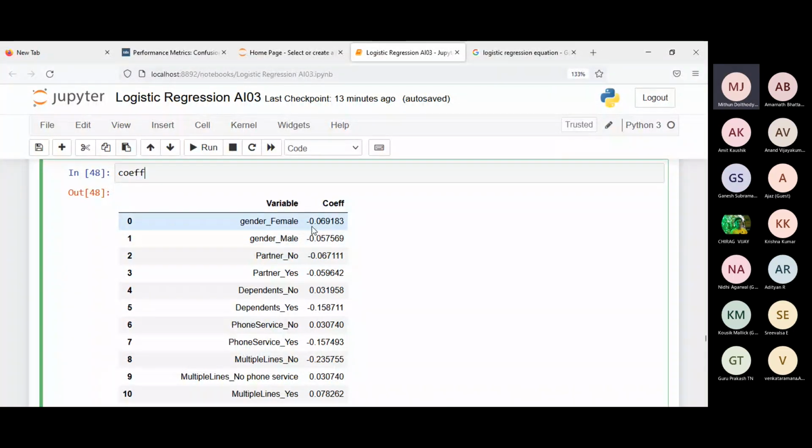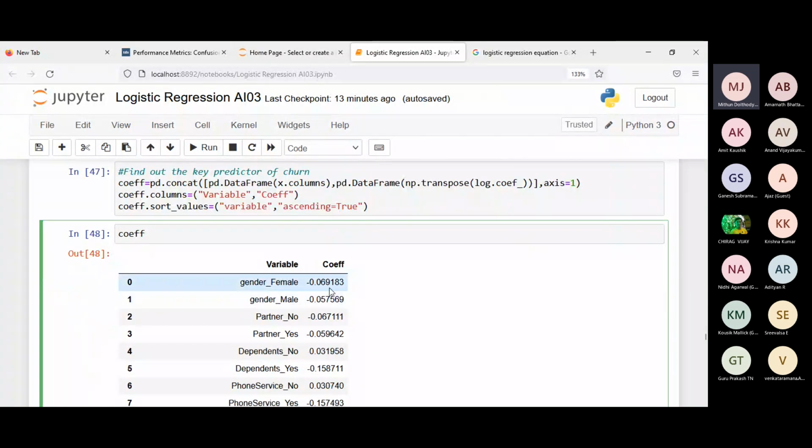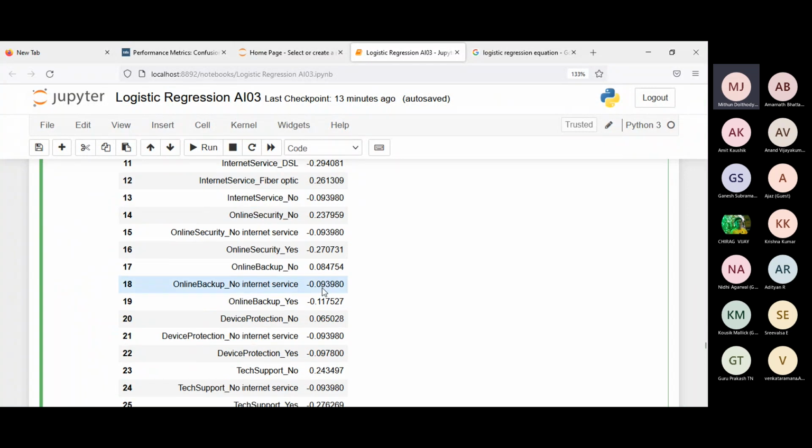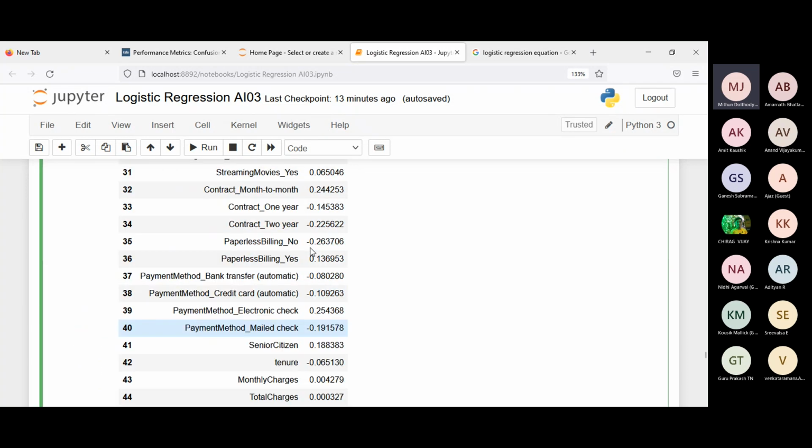So can you see some of these variables which we have sorted, quotient dot sort values based on ascending is equal to true. So from all the negative values, as you scroll down, you will be seeing a lot of positive values here, correct? So let me just take some of these cases.